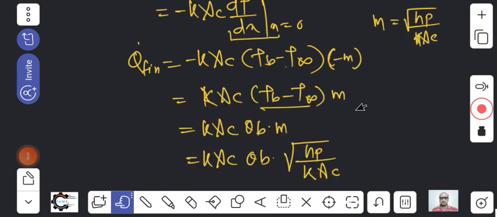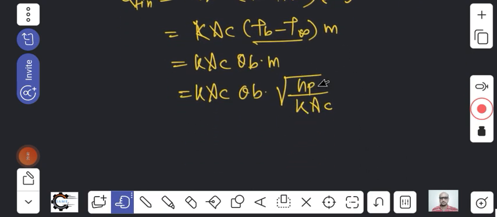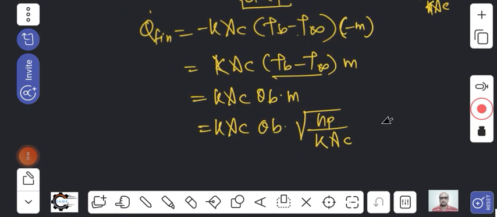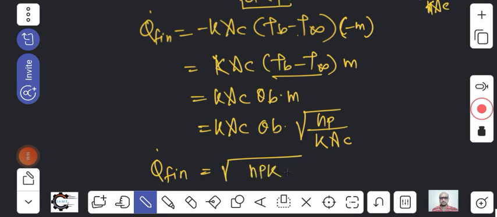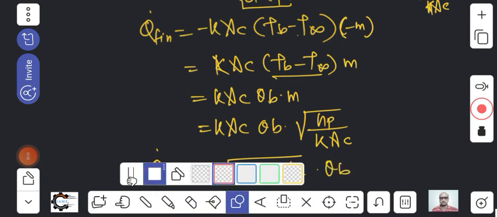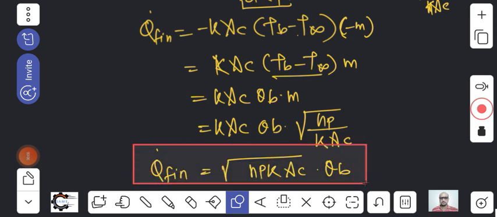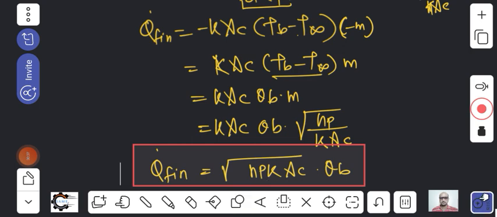So finally I can write the heat transfer by the fin, Q dot fin, which is equal to the square root of h P k A_c and theta_b. This is the second objective, the heat transfer. This is how the heat transfer with the help of the pins will take place, which is a function of the convective heat transfer coefficient h, k the conductivity, P the perimeter, and A_c the cross section. You understood? And all the temperature difference.